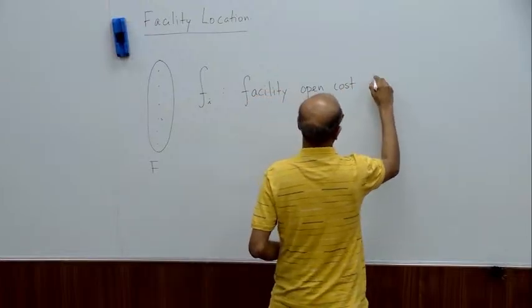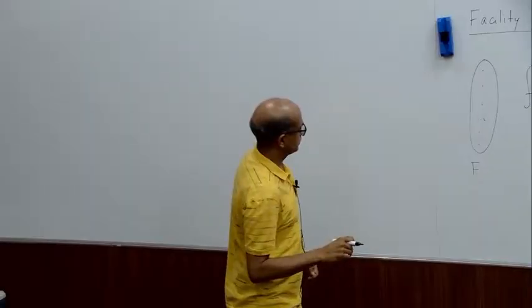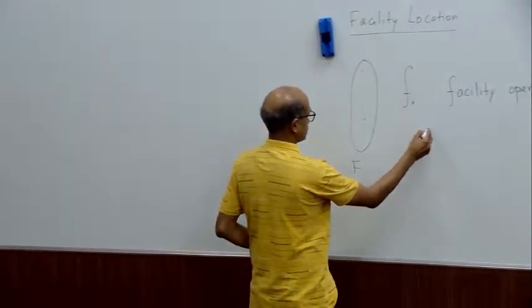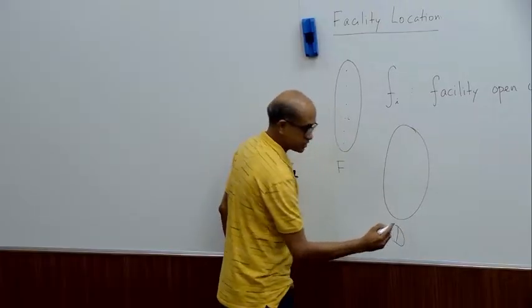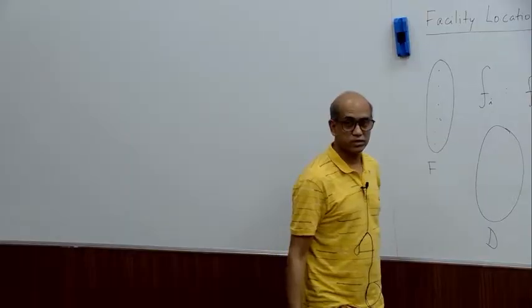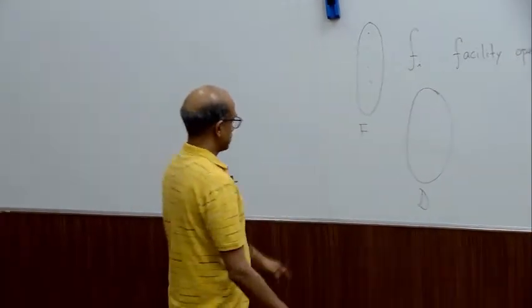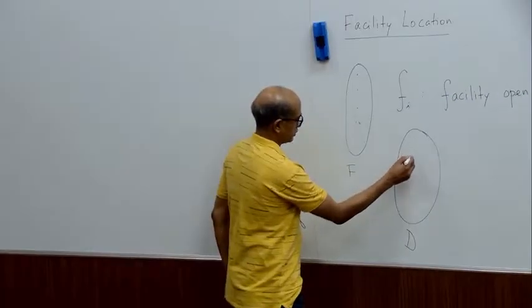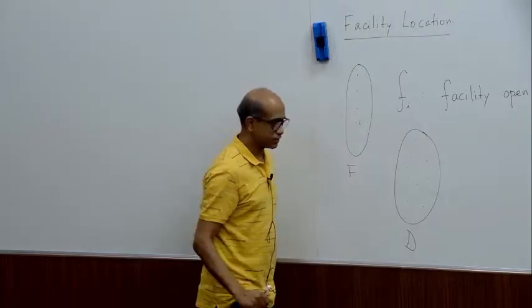So at location i, alright, that's one side. The other side is what is called the demand or the client. I'm going to call it D. So D is the set of demands. These are the people living in the neighborhood who are going to go to these facilities. If you open some shops or hospitals, these are the people who are going to go and get service there. So these are called demands.